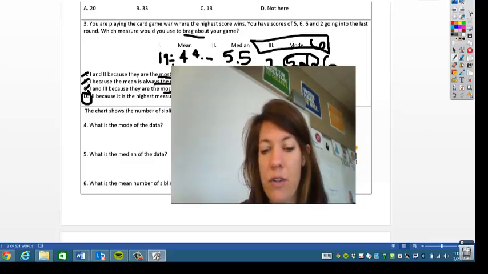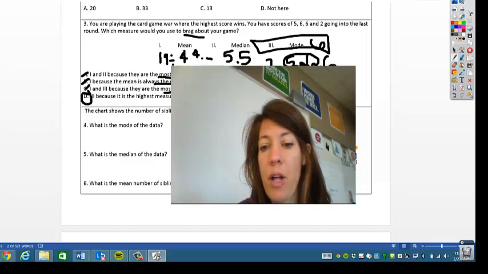So I see right here, there's a 0. There's 1 student who has no siblings. Here there is 1 student who has 1 sibling. Here there are 3 students that have 2 siblings. So that's going to look like 2, 2, 2.